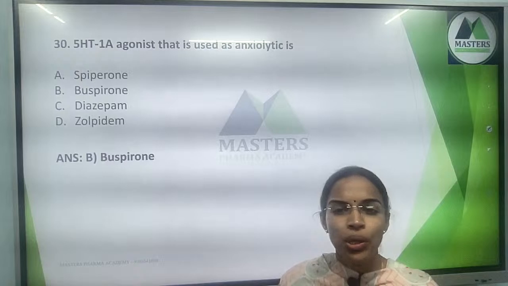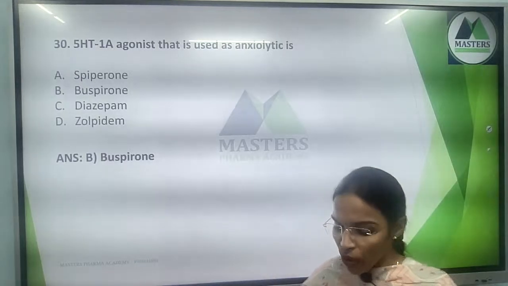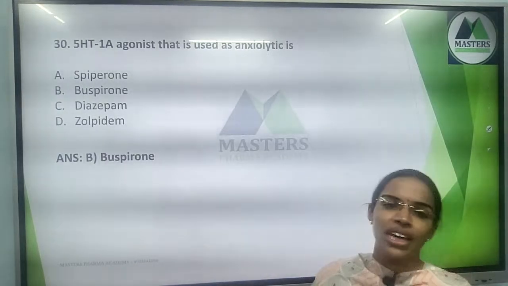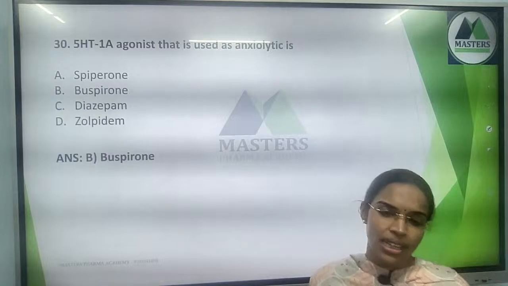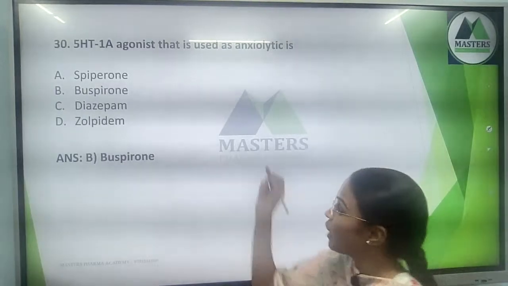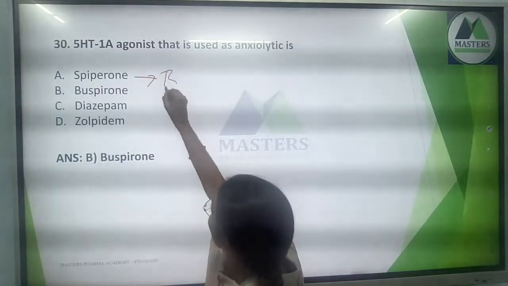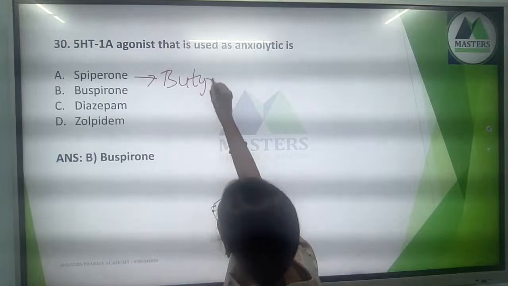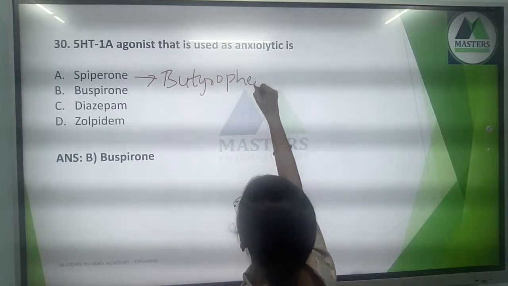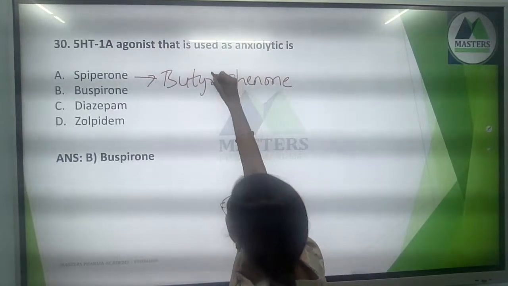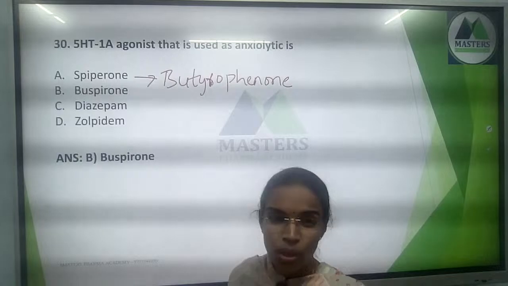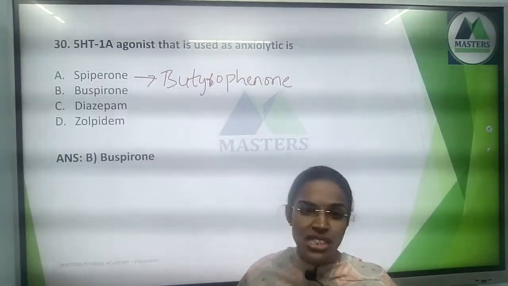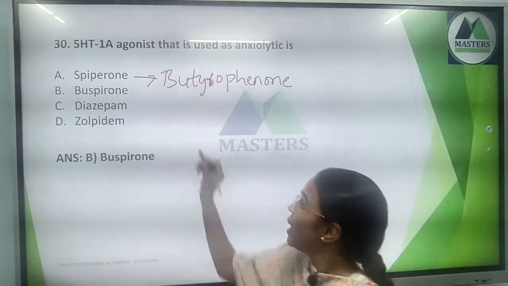What is piperone? Option A is piperone. It is an antipsychotic. It belongs to the butyrophenone class. Buspirone is the 5-HT1A agonist.